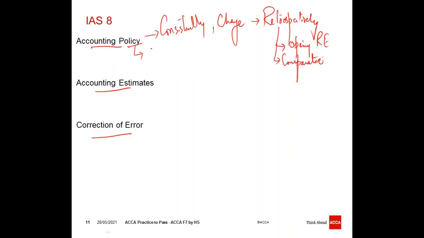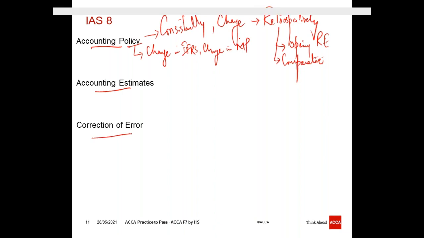Accounting policy can only be changed when there is a change in IFRS, or change in management's perception, that the new policy is more reliable and relevant. So the basic thing is you cannot change the policy and it should be applied consistently. When you are going to change, it can be changed according to IAS 8. It says that you can only change the accounting policy when there is a change in IFRS or change in the management perception about the policy.